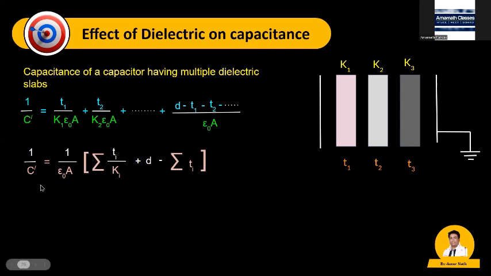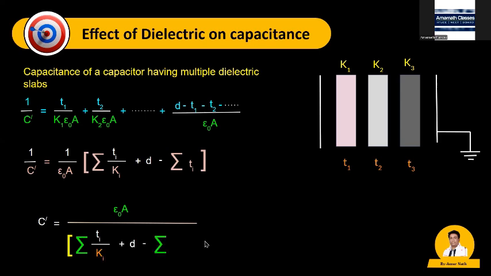Now, but I need C dash only. So C dash equals what? It is epsilon naught A divided by this part, as a whole, this part. This part is the sum of Ti by Ki plus D minus the sum of Ti, bracket close. As a whole, we can say it like that.